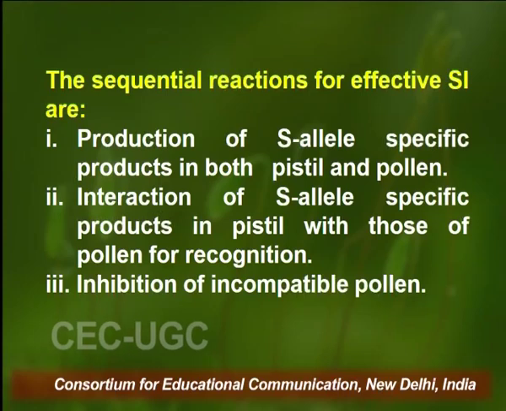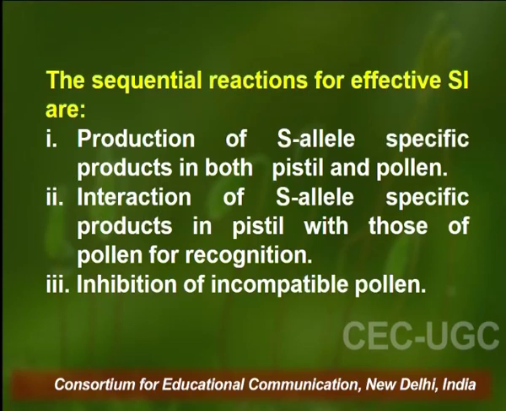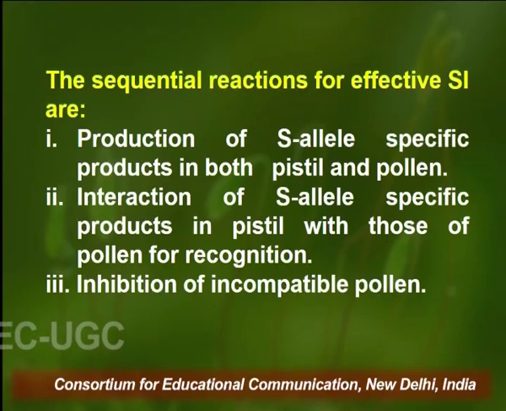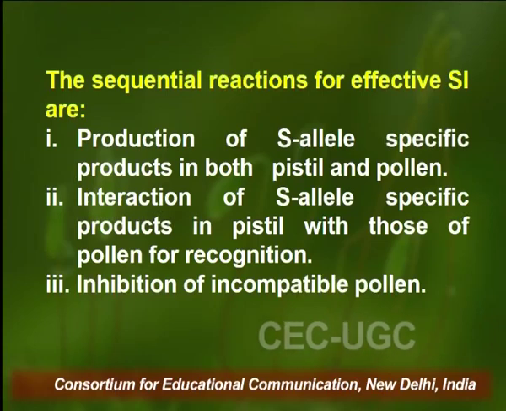So the sequential reactions for effective incompatibility are: first, production of S allele specific products in both pistil and pollen. Second, interaction of S allele specific products in the pistil with those of the pollen for recognition, and third, inhibition of incompatible pollen. So first of all, the pollen grain and the pistil have both produced some S allele specific products, and once these are produced, they interact, that is, those of the pollen react with those of the pistil, and then there is recognition of pollen by the pistil. And if it is not recognized and it is not compatible, then it is inhibited by the pistil. So it is inhibition of incompatible pollen.